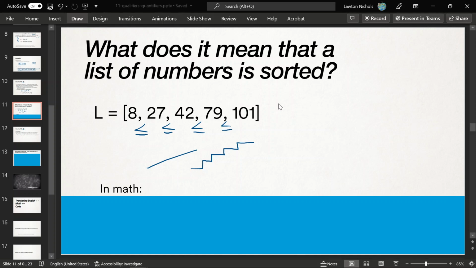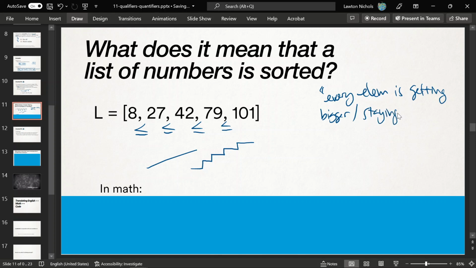So you can have a stair step going on there. And so we want to express the idea that every element is getting bigger or staying the same. Because, yeah, you could totally have this L prime list that was like 1, 2, 2, 2, as many 2s as you want, then a bunch of 3s, 4, 5, that's still a sorted list, right? That's the idea.